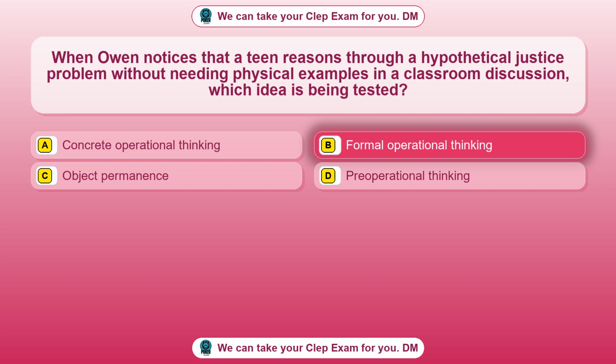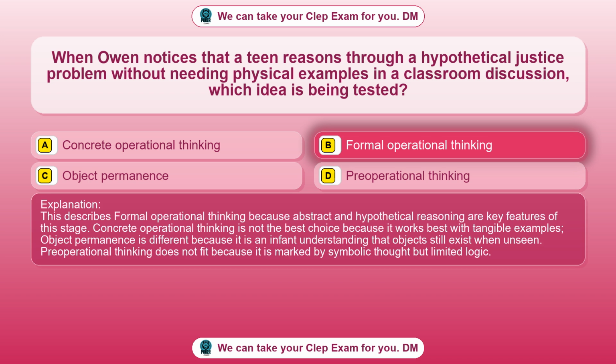Formal operational thinking. This describes formal operational thinking because abstract and hypothetical reasoning are key features of this stage. Concrete operational thinking is not the best choice because it works best with tangible examples. Object permanence is different because it is an infant understanding that objects still exist when unseen. Pre-operational thinking does not fit because it is marked by symbolic thought but limited logic.